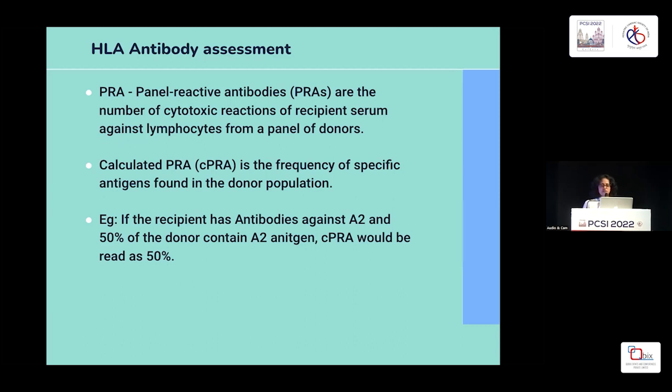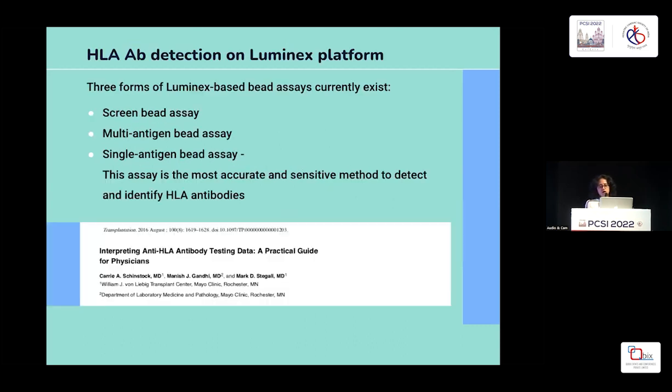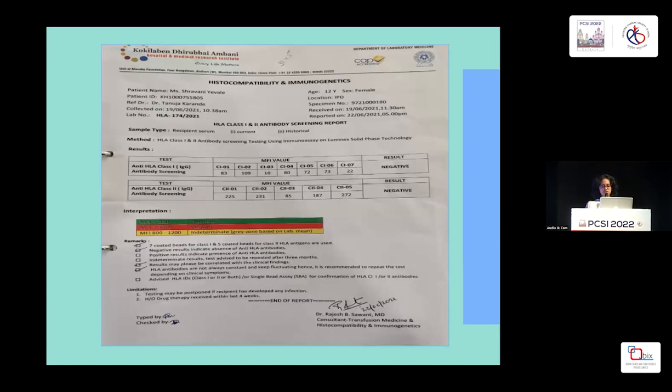These antibodies are further identified with the help of Luminex platforms. They give us the single antigen bead assay, which gives us the most accurate result. It tells you the type of antibody present within the recipient, and against which HLA protein. So this is just a screen.